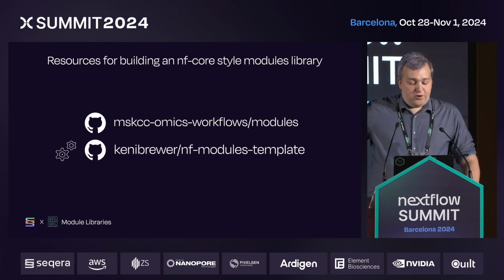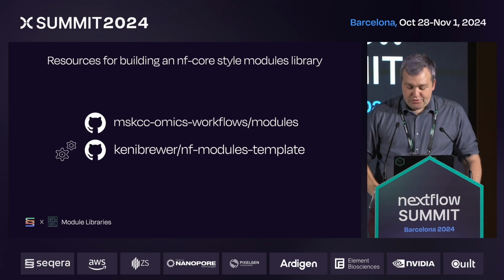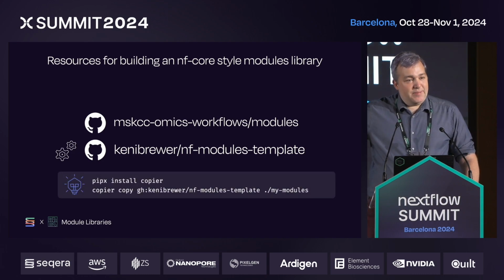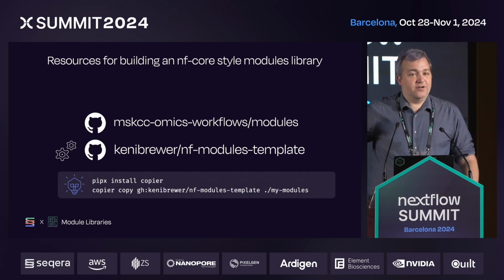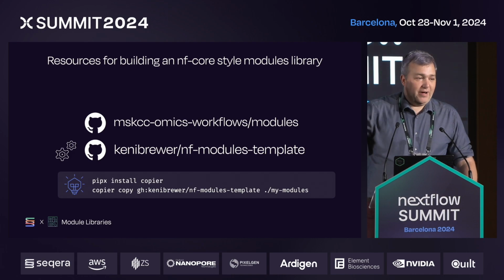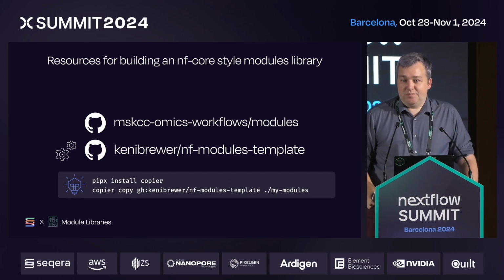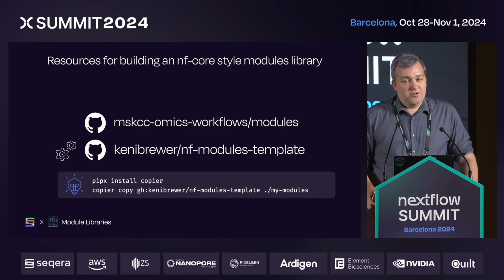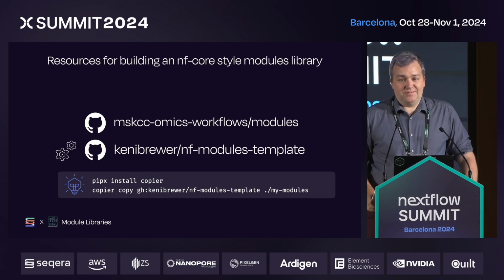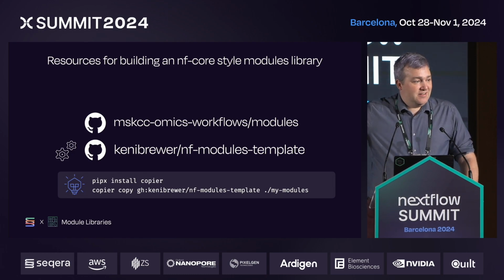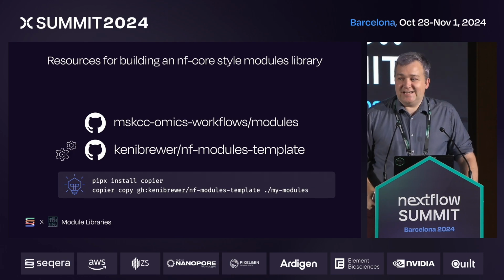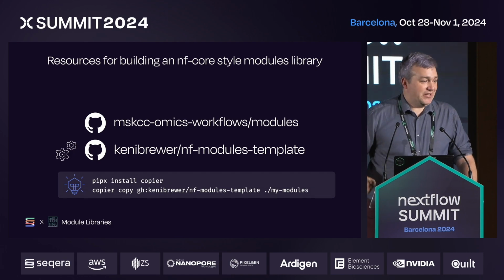I also, on my personal GitHub, have a copier template where you can use 2 CLI commands, pipx install copier, and then copier my repo and your folder to be able to generate a custom modules repo that you can deploy to your organization. This is still a work in progress, but the basic functionality is there, and more contributions are certainly welcome.